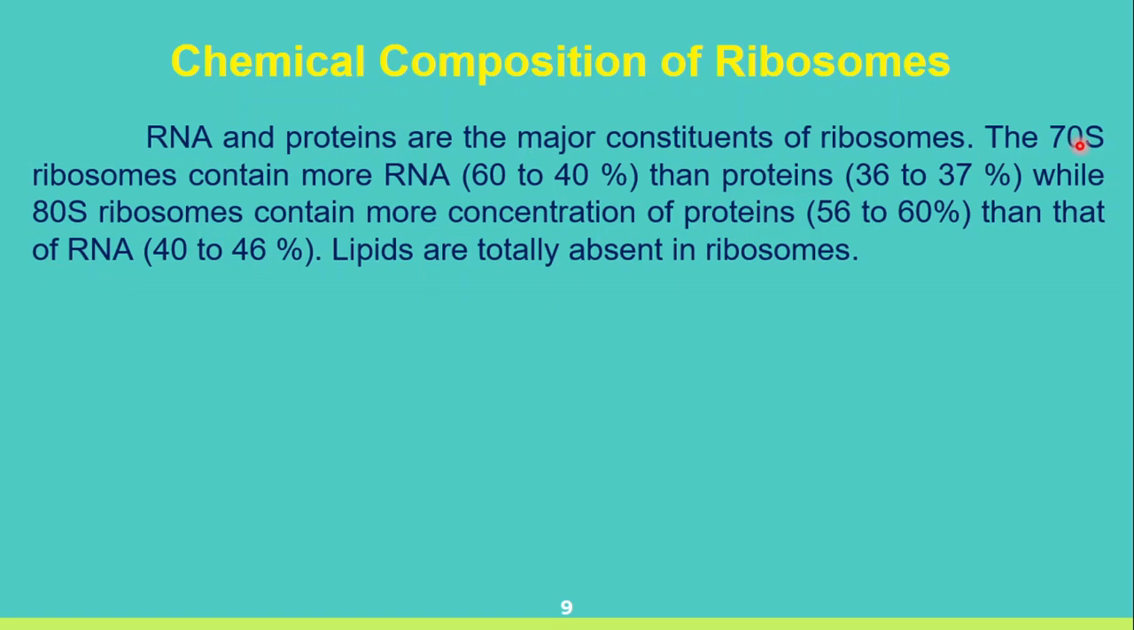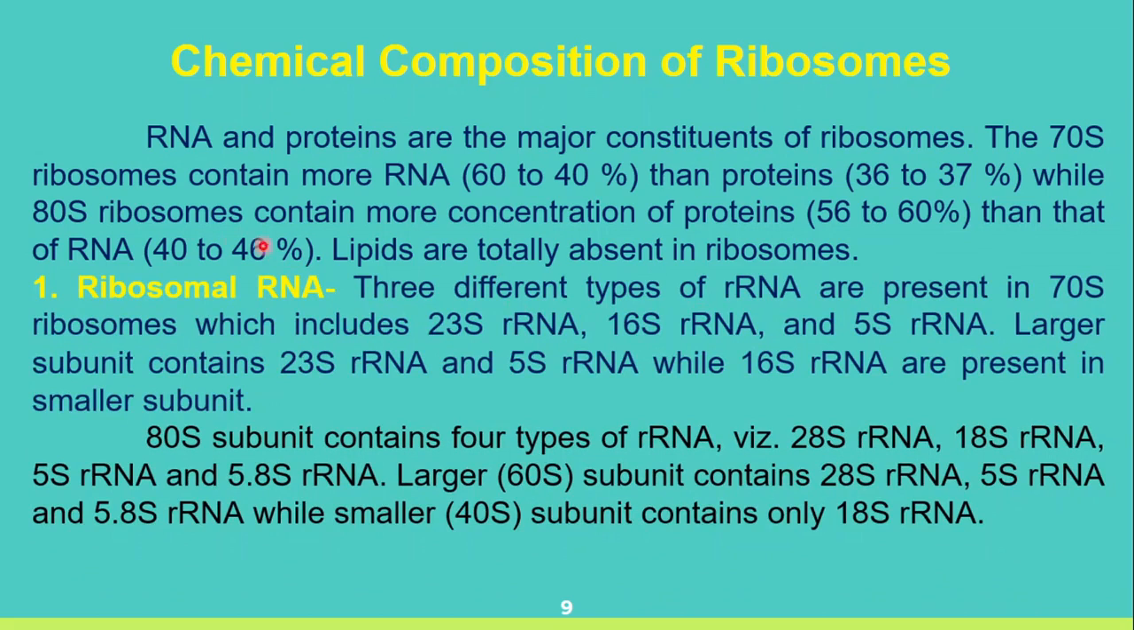So here it has been shown that the 70S ribosome contains 60 to 40% of RNA and 36 to 37% of protein. But the 80S ribosome contains 56 to 60% of proteins and 40 to 46% of RNA. Lipids are not present in the ribosomes.